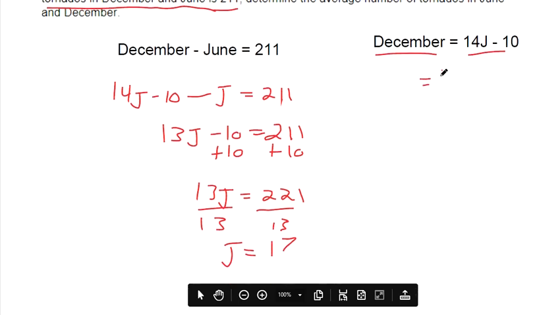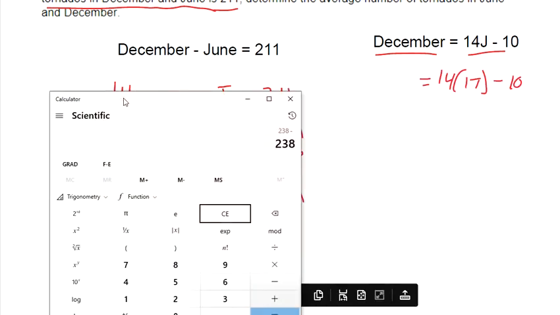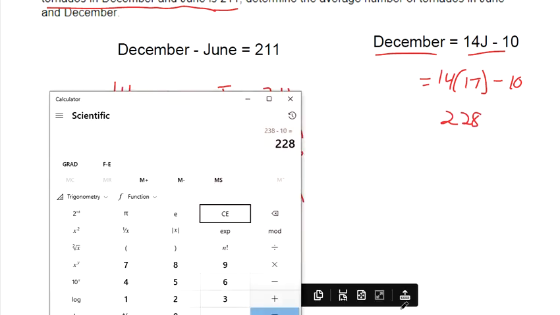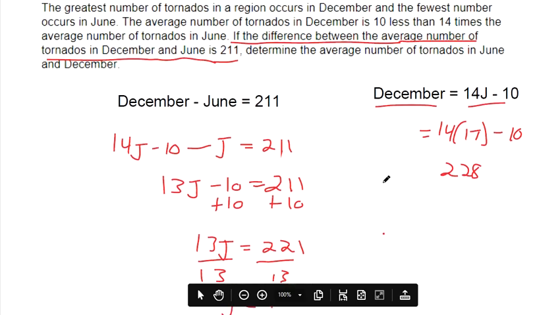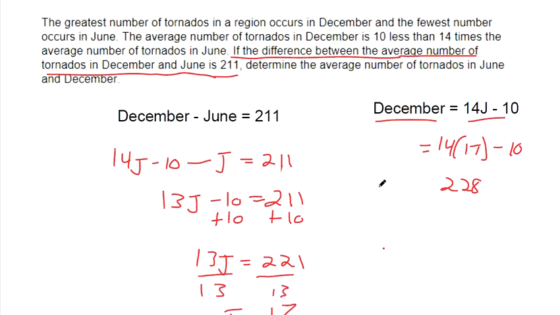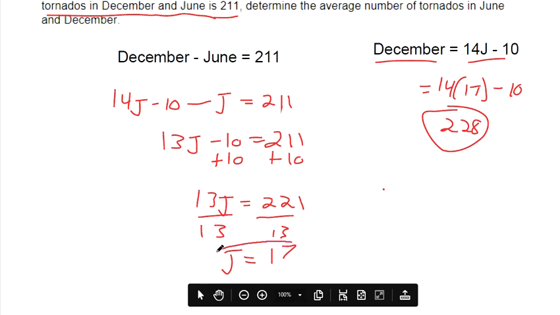To find out how many in December, we just plug 17 back in for June. So that gives us 228. Wait, that sounds way too high. Is that really how many? Maybe that's places that I don't really understand. Yeah, it says the difference is 211. That's a huge amount, so I guess that makes sense. So there's our two answers for this question.